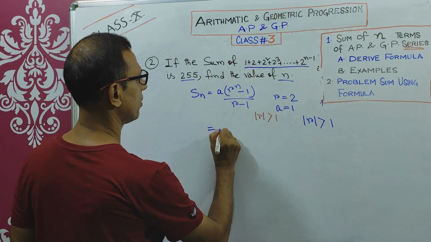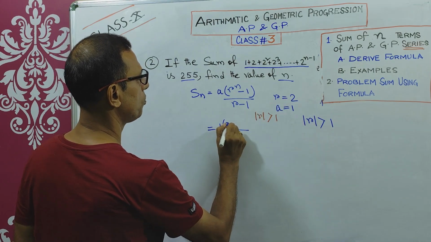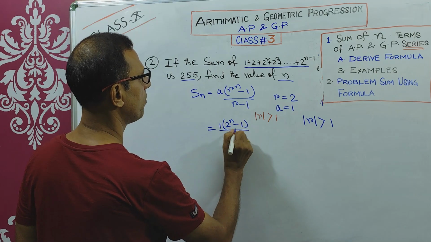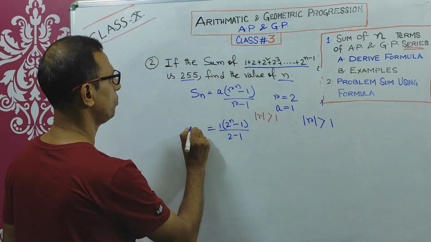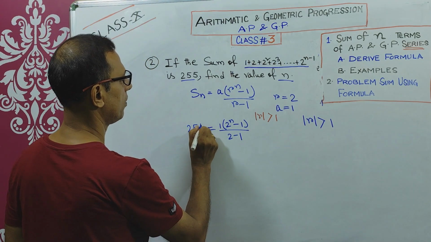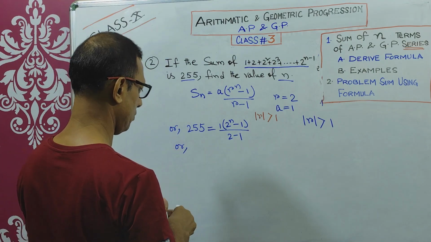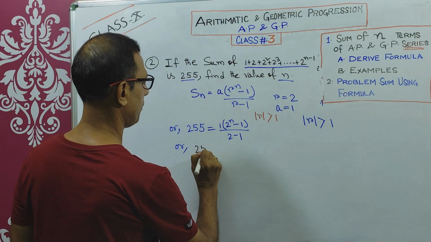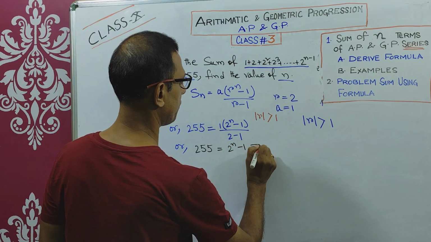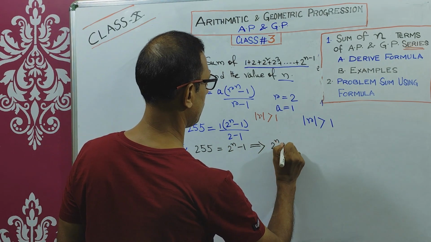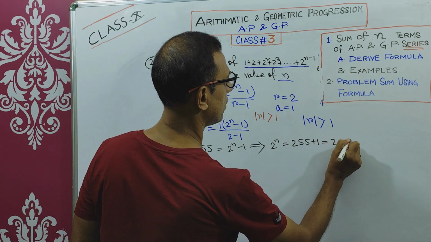So now, what is given? A value is given, 1. That is 1 into R to the power n, R is 2, so 2 to the power n minus 1, by R minus 1, which means 2 minus 1. That equals 255, right? Or 255 equals 2 to the power n minus 1. Therefore, 2 to the power n equals 255 plus 1, that is 256.